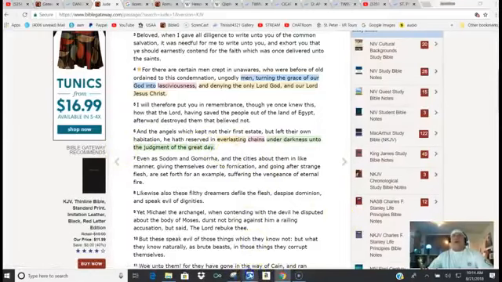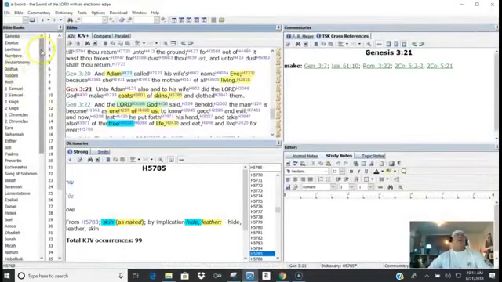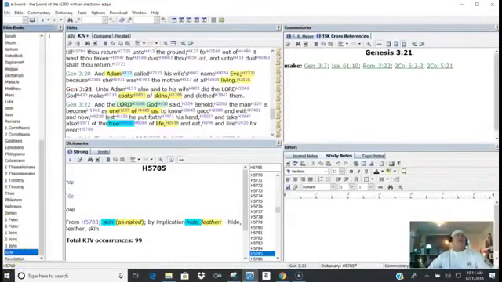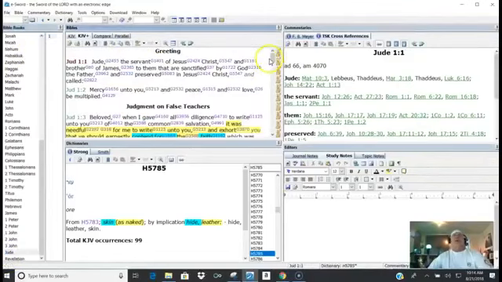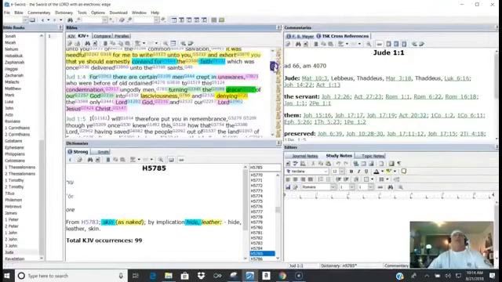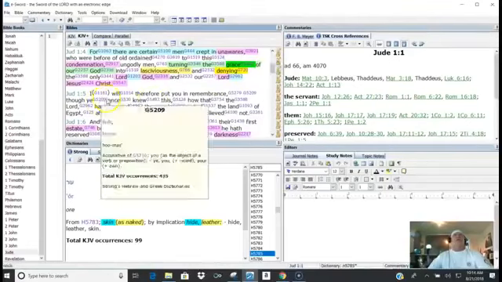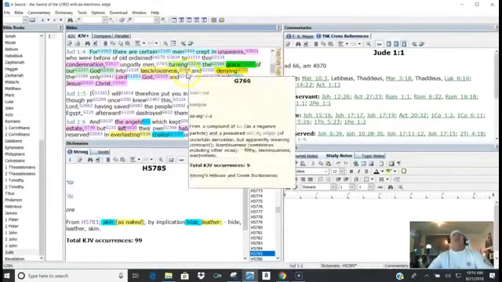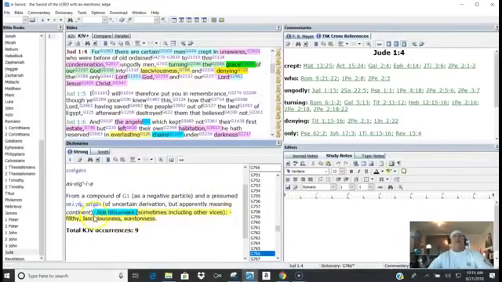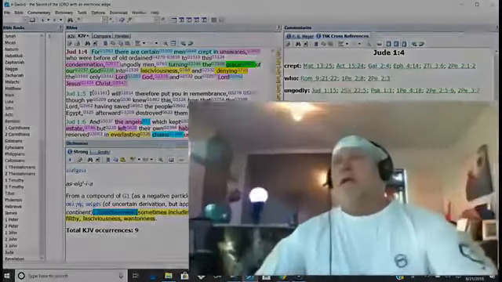Okay, so we're going to go down here to Esau. Let me show you this. We're going to go to Jude. There's only one chapter. We're going to go down to verse 6. No, one. I'll show you this. Look. They turned the grace of God into lasciviousness. Look at this. Look at what they turned the grace of God into. You remember the word licentiousness? Okay, I told you. Angels have free will. They have a choice. They have liberty as the children of God.